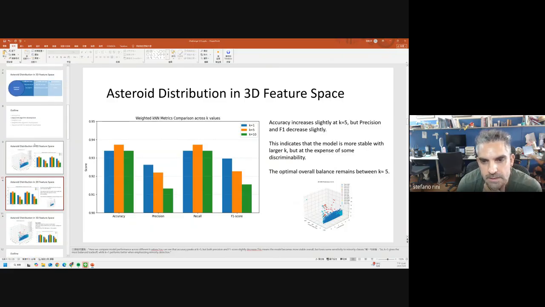So then accuracy increases slightly at k equals 5, but precision and F1 score decrease slightly. This indicates that the model is more stable with larger k, but at the expense of discriminability. The optimal overall balance remains at k equal to 5.